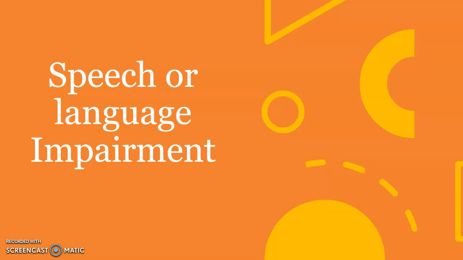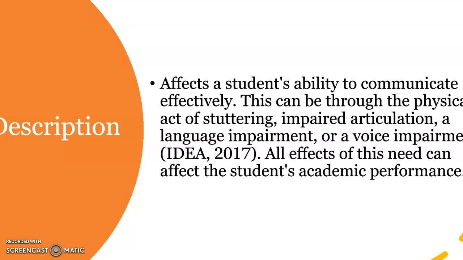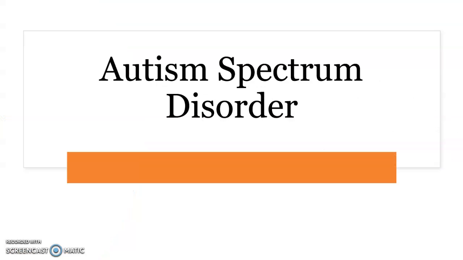The other category we have is speech or language impairment. This affects a student's ability to communicate effectively. This can be through the physical act of stuttering, impaired articulation, language impairment, or a voice impairment. All of these needs can also affect that student's academic performance.